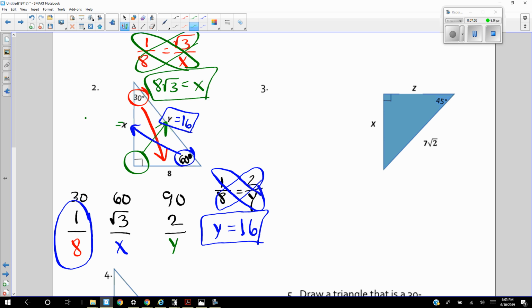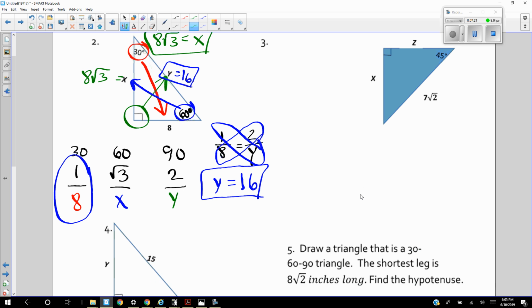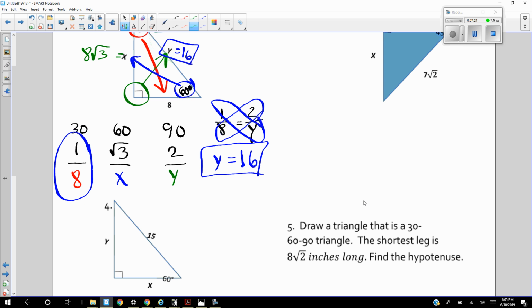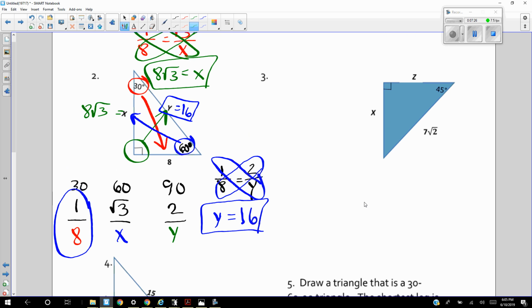And again, some of you are saying I probably didn't need to use those patterns. I probably could have just doubled that smallest side to get 16 and then multiplied that by radical 3 to get that side. If you can do that, absolutely use that method. A lot of people cannot. Encourage you, try number 3 and number 4, either doing it your own way or using the pattern method. Pause the video now.